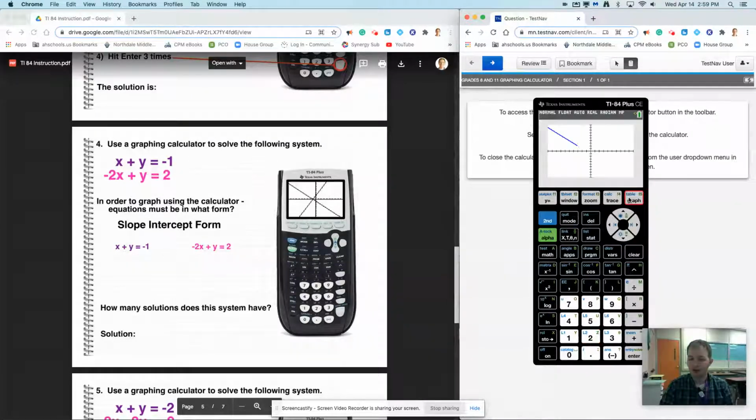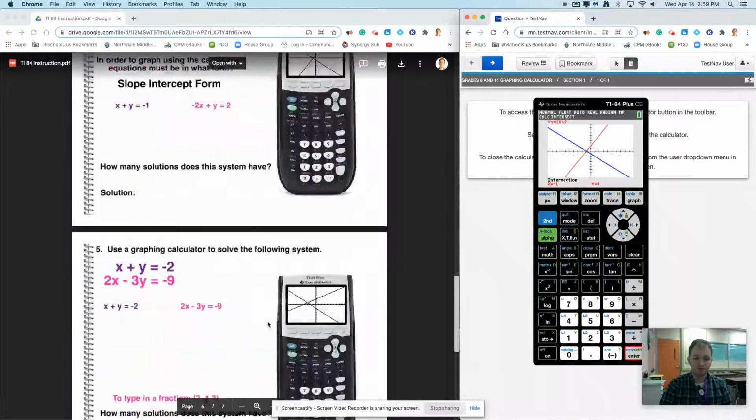So I'm going to go over to that graph button again. And there is that. And it looks like you can almost tell what that is. It's probably at about -1 and 0, but we can calculate it. So we're going to go second and trace, or this calculate button. We'll go to intersect at 5. And then we just need to hit enter 3 times. And look at that. It's at -1 and 0. So this system has one solution, and it's -1, 0.